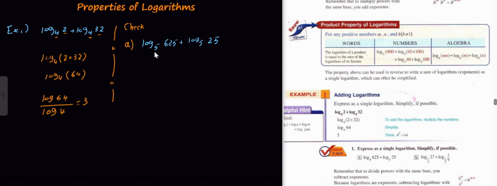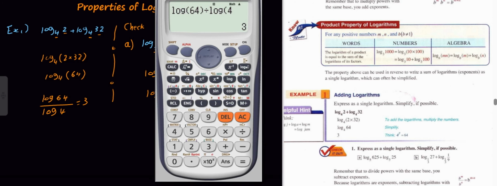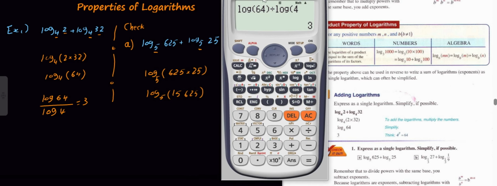As I mentioned before, if our bases are equal, we can multiply these two numbers together. Then we can say log base 5 of 625 multiplied by 25, or you can immediately multiply it and write log base 5 of 15,625. Let's do it by a calculator.